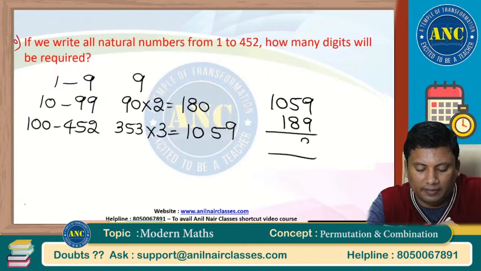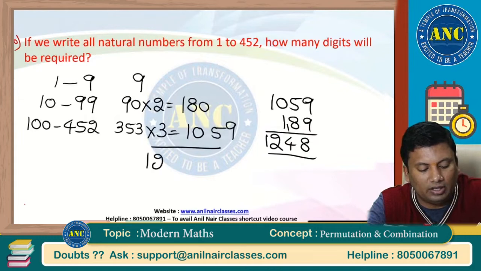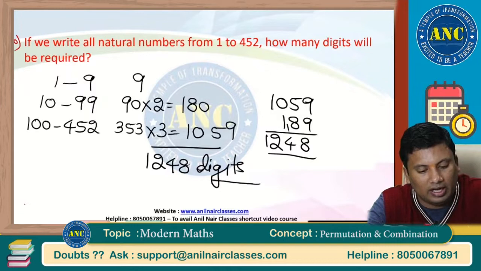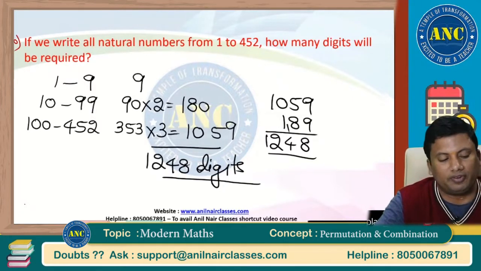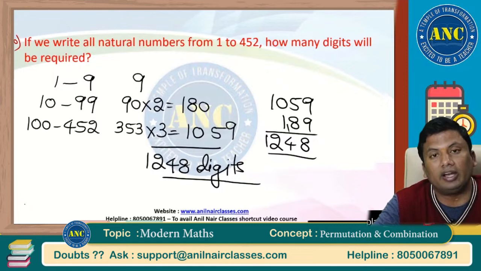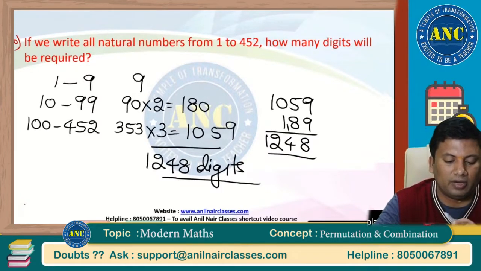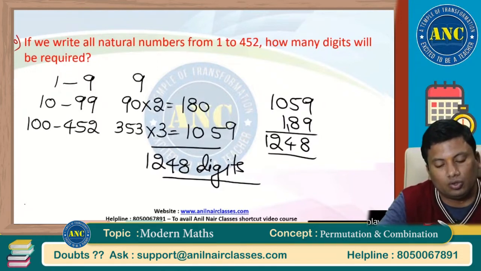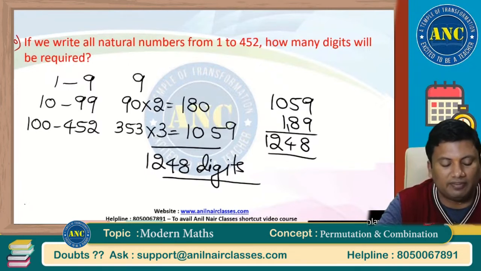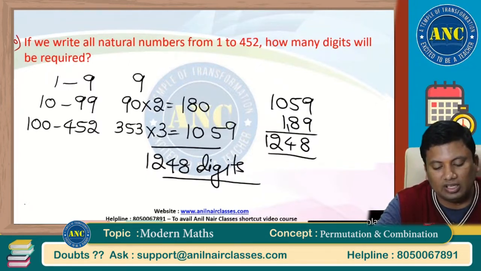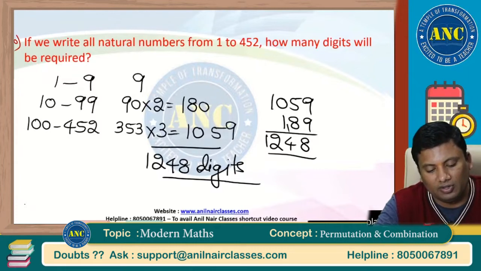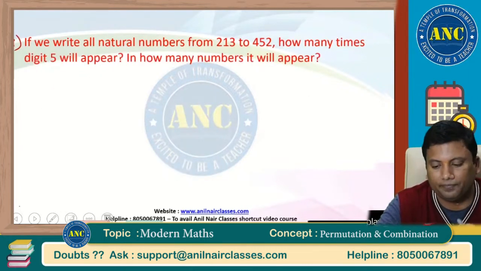1248 digits have been used to write all the natural numbers from 1 to 452 sequentially. From 1 to 9, 9 digits are used. 10 to 99, 90 numbers, every number 2 digits, 90 into 2, 180. 100 to 452, 353 numbers are there, every number 3 digits, which is 1059.